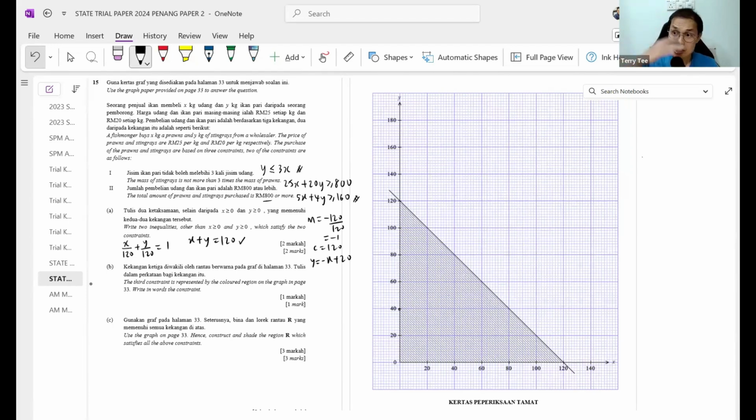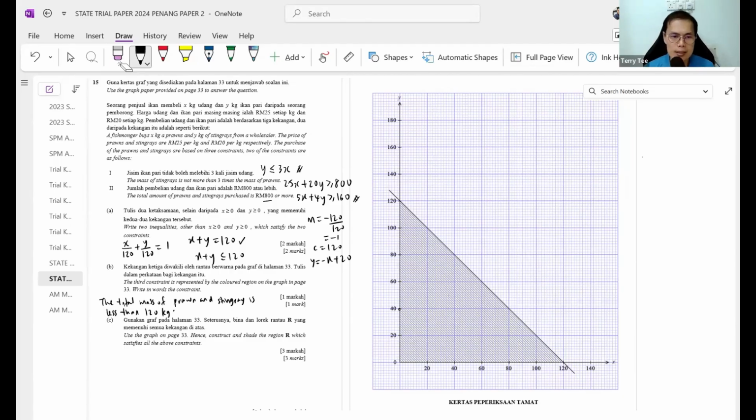Inequality, you notice the shaded region is below here. So if it's below, we need to use x plus y less than or equal to 120. But we are supposed to write in words. That means the total mass of prawn and stingray purchased is less than 120 kg. Yeah, that's how you write in words.